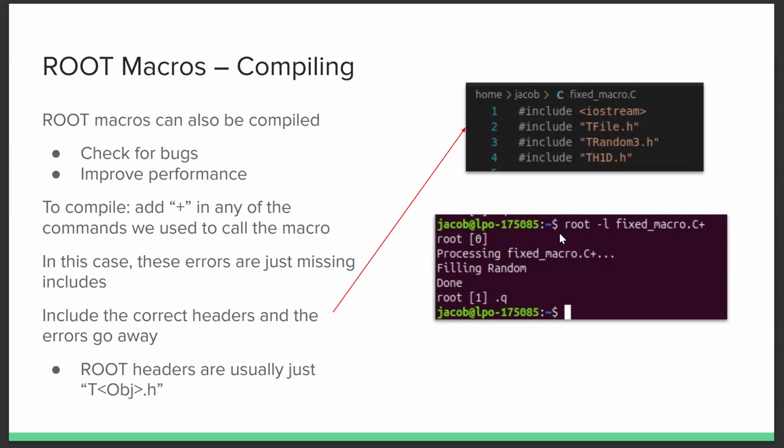So in the example here, I just include the correct headers, and those errors go away. A quick tip is that root headers are usually T and then the object name .h. And within macros, you don't have to do anything special to tell where the includes are. You can just put these at the top of your file, and it should be all good. I'll show you later how you can do this when you're compiling as well, like with G++ or Clang or whatever.